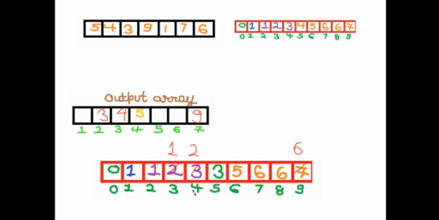Next is 1. 1 has 1 in it, so we'll store 1 here and decrement its counter by 1. Next is 7. It has 6 in it, so we'll store 7 here and decrement its counter by 1. Next we have 6. 6 has 5 in it, so we'll put 6 here and decrement its counter by 1. So finally what we have is a sorted array in the output array.